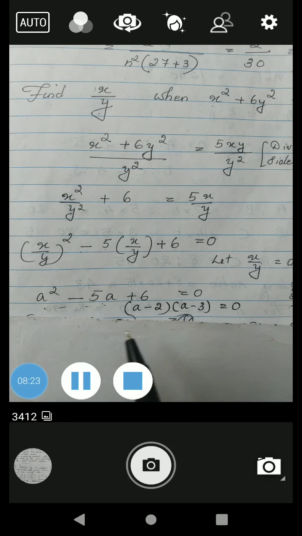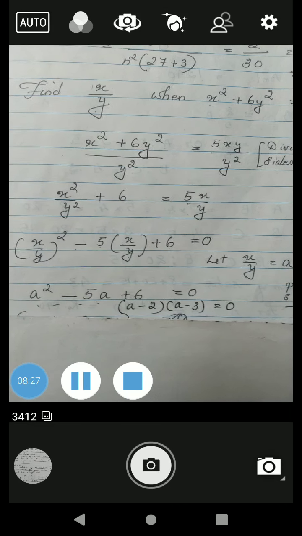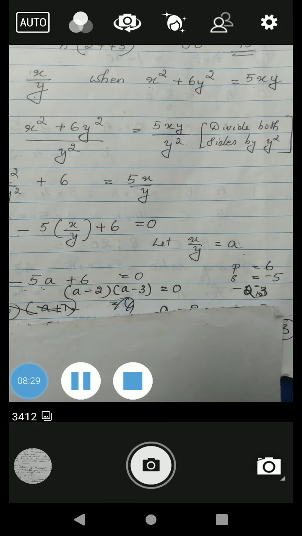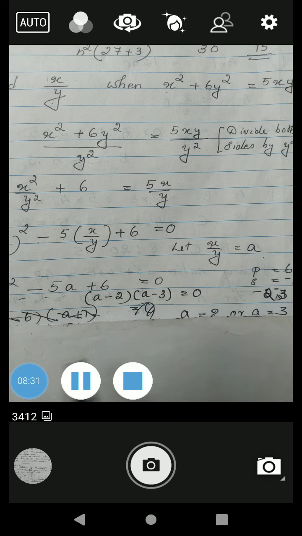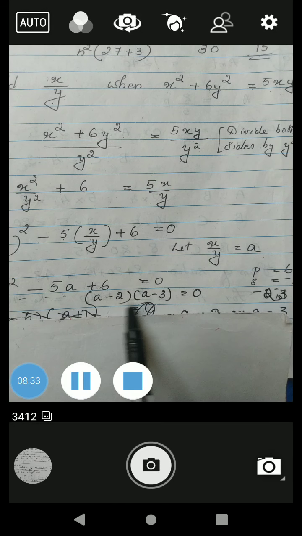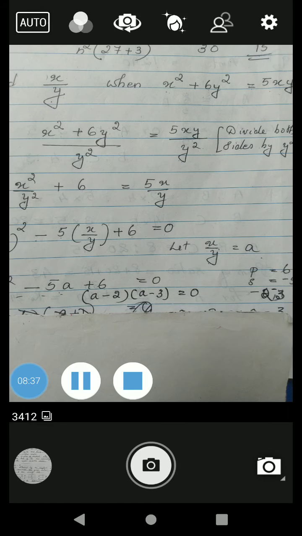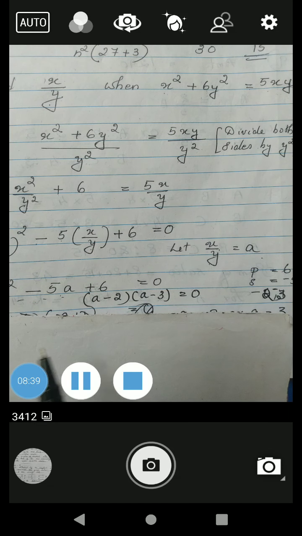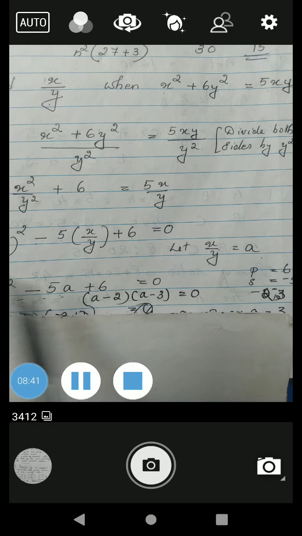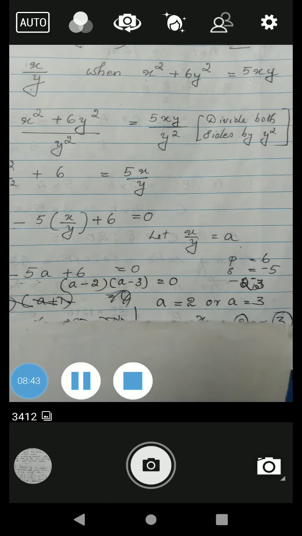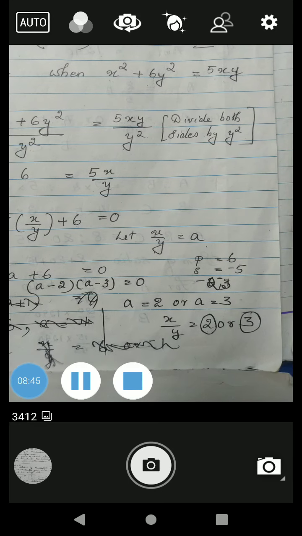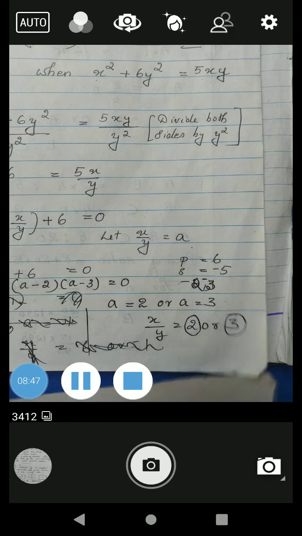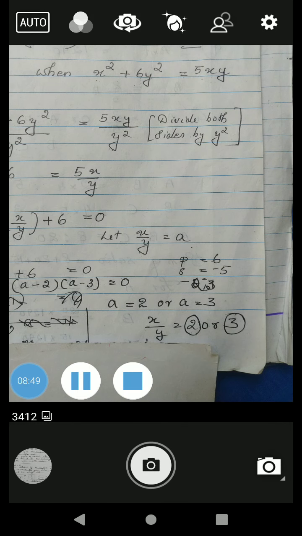And you know how to factorize it. Using product and sum, you have done many questions like this, and you will get a minus 2 into a minus 3 equal to 0. Therefore, a is equal to 2 or a is equal to 3. That is, a means a is equal to x by y. So, x by y is equal to 2 or 3.